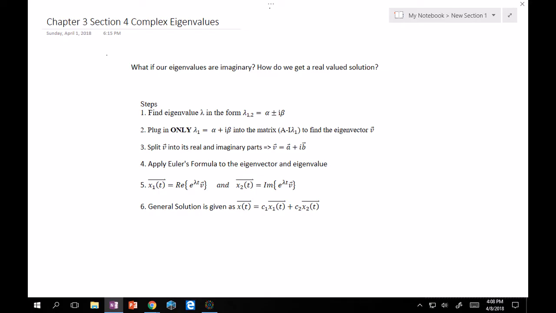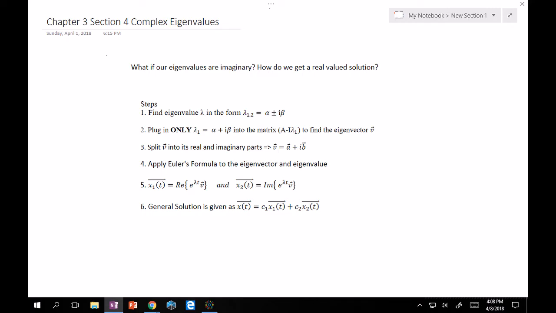First things first, you find lambda the same way you always find lambda. You just do determinant of A minus lambda I, and solve for your characteristic equation. In this case, you'll find that it's going to be a complex conjugate, because it's still a polynomial of degree 2, which means you should have two roots, except they're essentially the same for complex eigenvalues, just plus or minus i beta. So, search for your lambdas in the form alpha plus or minus i beta.